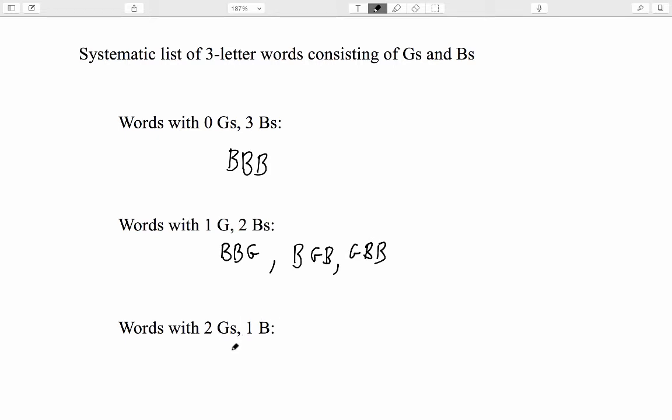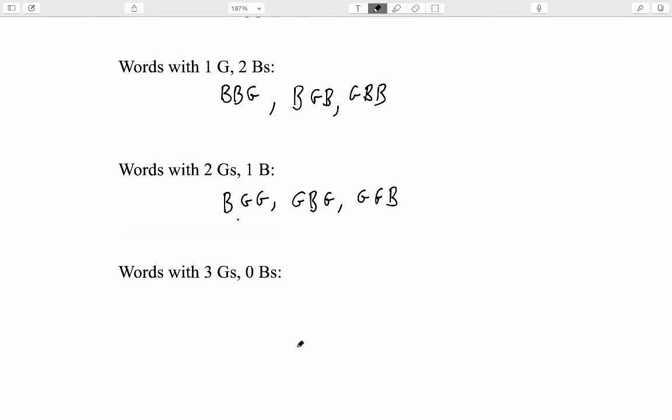Next, we've got words with 2 G's and 1 B. Those are BGG, GBG, and GGB. Right? These are 3 distinct outcomes. These are 3 different ways that our experiment could actually turn out. There's a difference between a family with a boy followed by a girl followed by a girl, and a girl followed by a girl followed by a boy. Those are 2 different things that can happen. Finally, we have words with 3 G's and 0 B's, so 3 girls and no boys. Only one way that can happen, GGG.